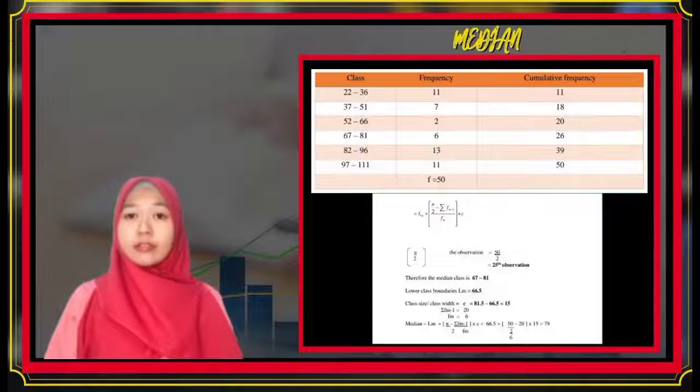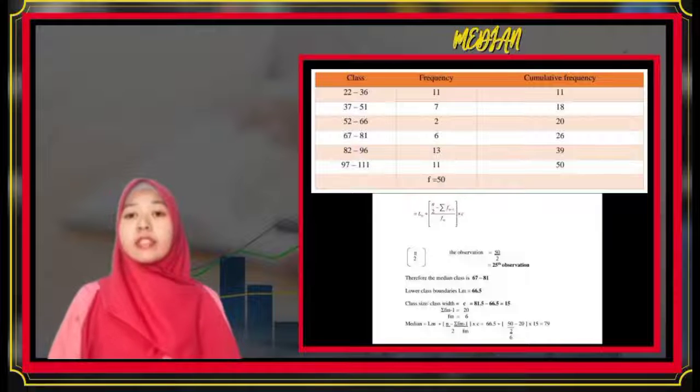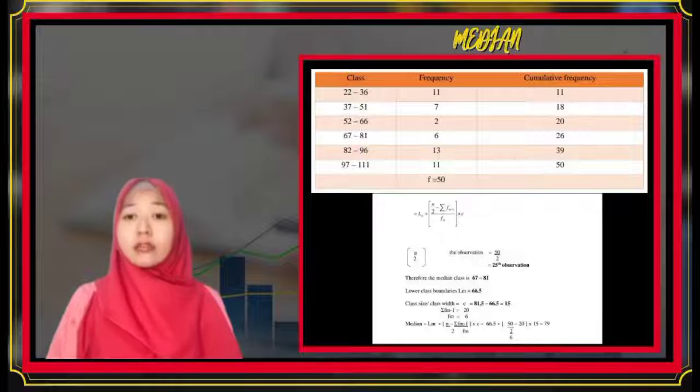N is equal to 50, divided by 2, and we get 25 of observation. According to the data, we can see that the closest number in cumulative frequency is 26. Therefore, the median class is 67 until 81. Step 2 is we need to determine the lower class boundary LM, which is 66.5.